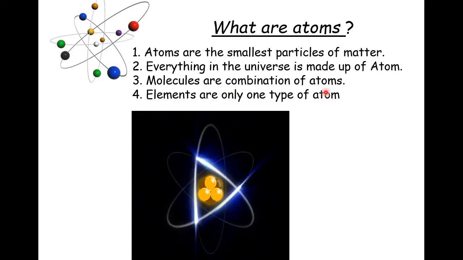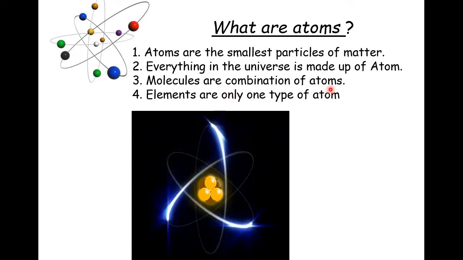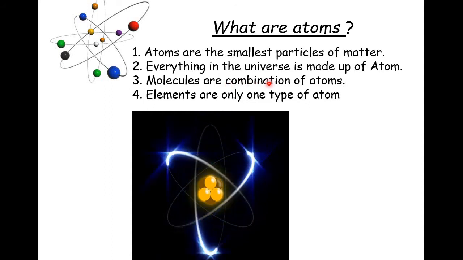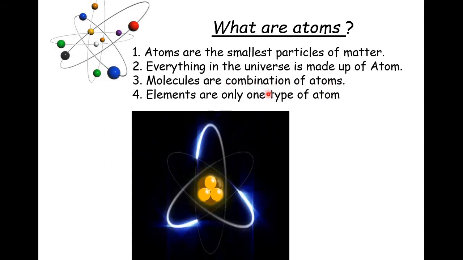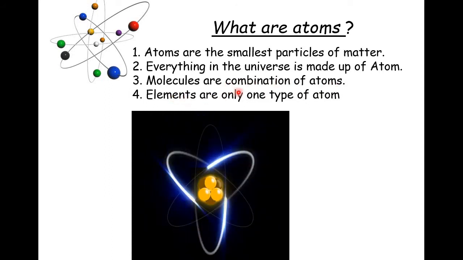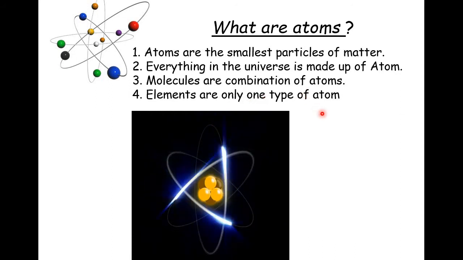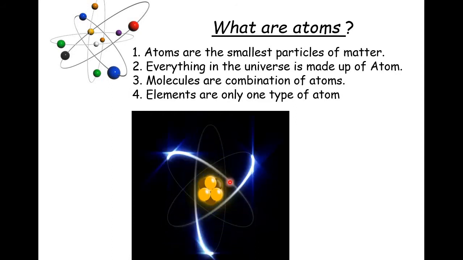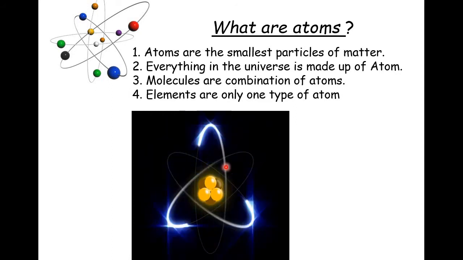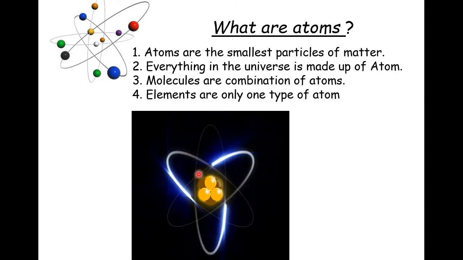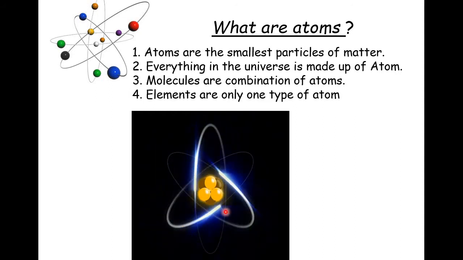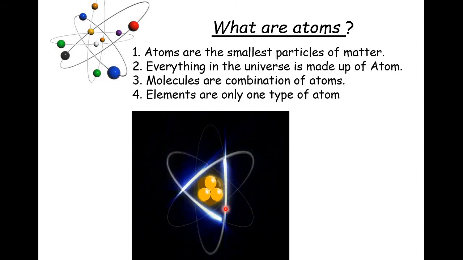If we see that molecules, which are combinations of atoms, their elements are only one type of atom. So here in this picture, the thing which is revolving, or we can say orbiting around the nucleus, is electrons.